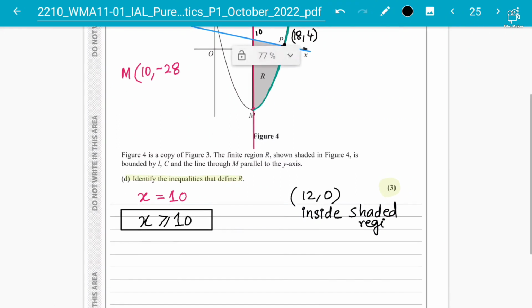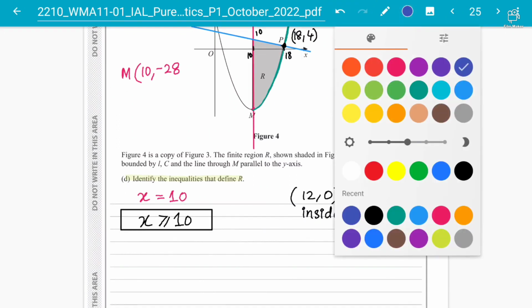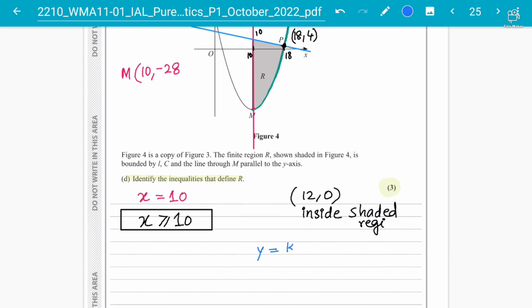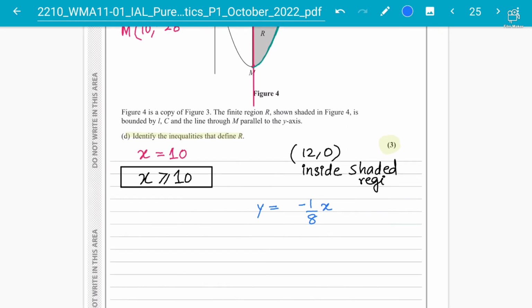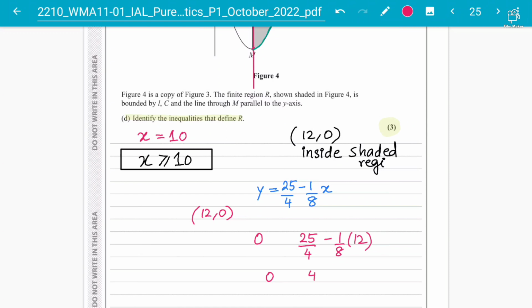So I took 12, 0, and now I'm going to write down the equation of the line below, that is y equals k minus 1 over 8x. I already have the k value here, that is 25 upon 4, and now I'm going to plug in 12, 0 here. So y is 0, and when I plug in 1 upon 8 into 12, let's see what we get. 0 compared to 25 upon 4 minus 1 upon 8 into 12, and I'm getting 4.75. So definitely 0 is less than 4.75.